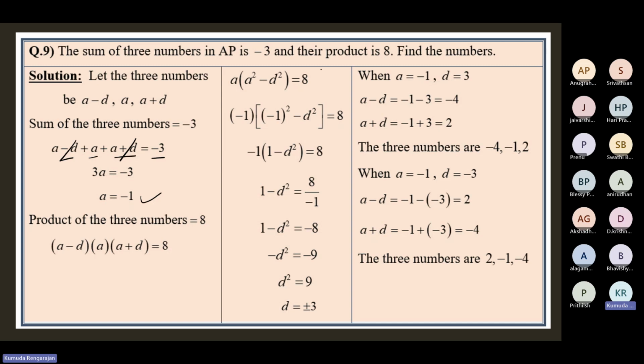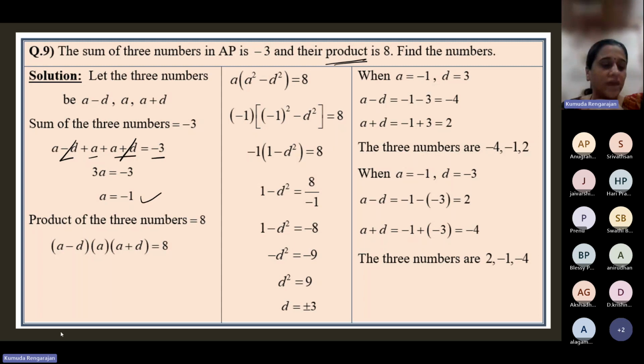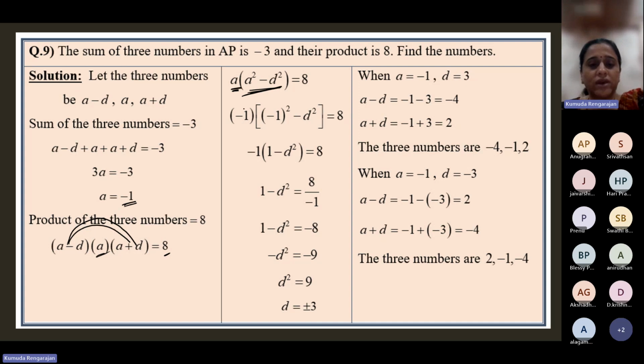What's the other information given? Product is 8. So a minus d into a plus d is 8. But we already know the value of a, minus 1. Here a minus d into a plus d is a squared minus d squared by the identity, and this is equal to 8. And a is minus 1, so in place of a, use minus 1. When you work this, we find that d is plus or minus 3.